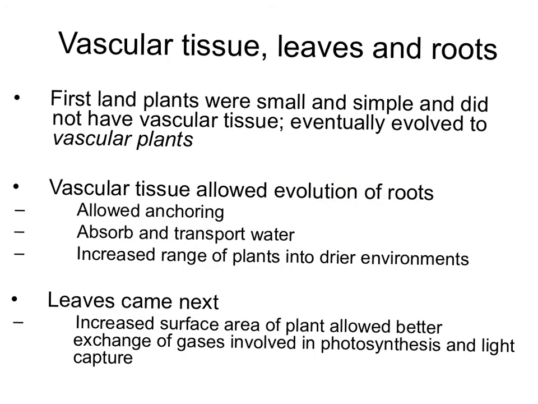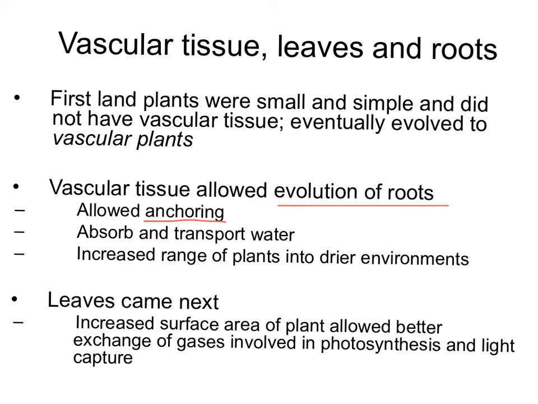Now, like I mentioned, our first land plants were small, simple. They didn't have any vascular tissue. Eventually, over time, they evolved into vascular plants. Vascular tissue allowed for the evolution of roots. So, because we now have vascular tissue, we can now have roots. And roots do a few different things for plants. They allow anchoring, so plants can now dig deep into the earth in order to grow up.